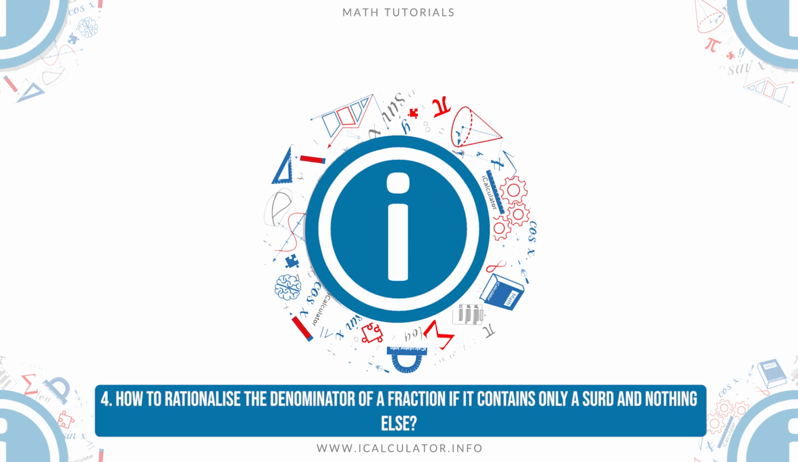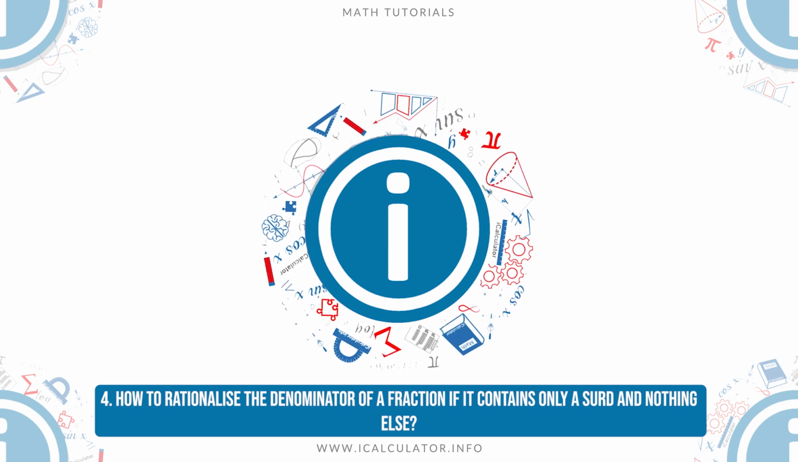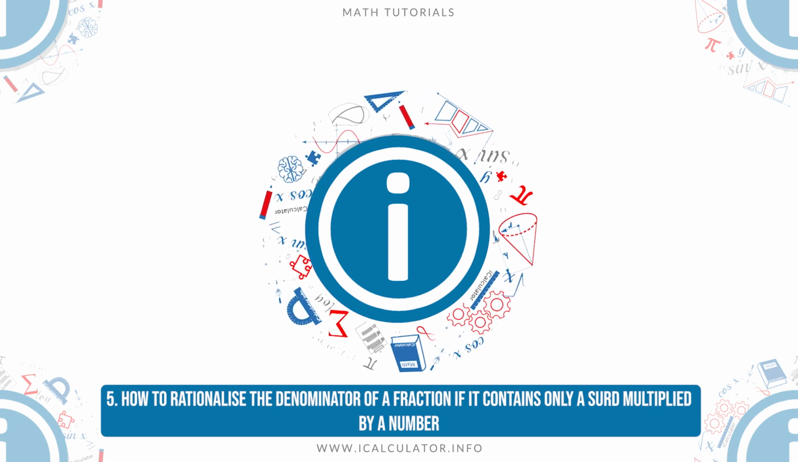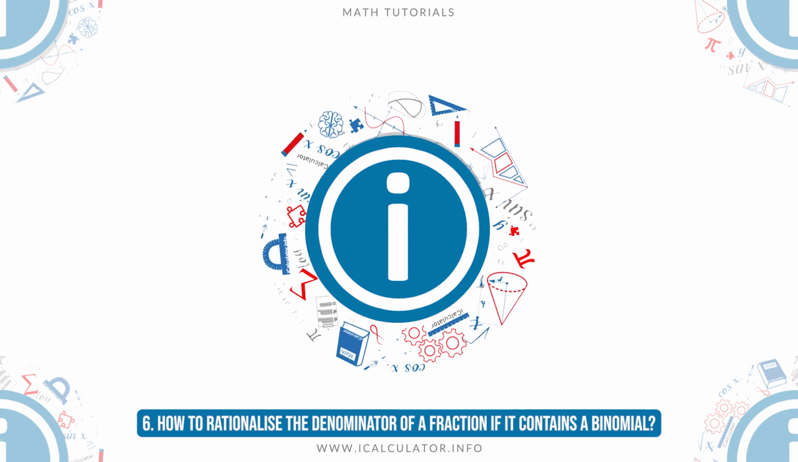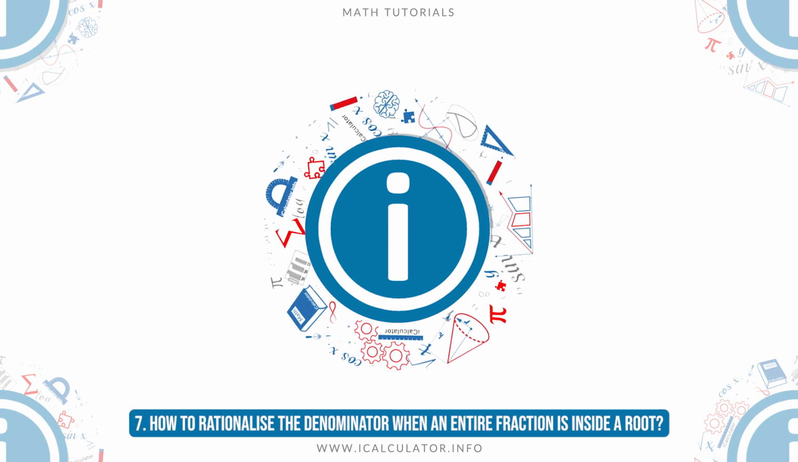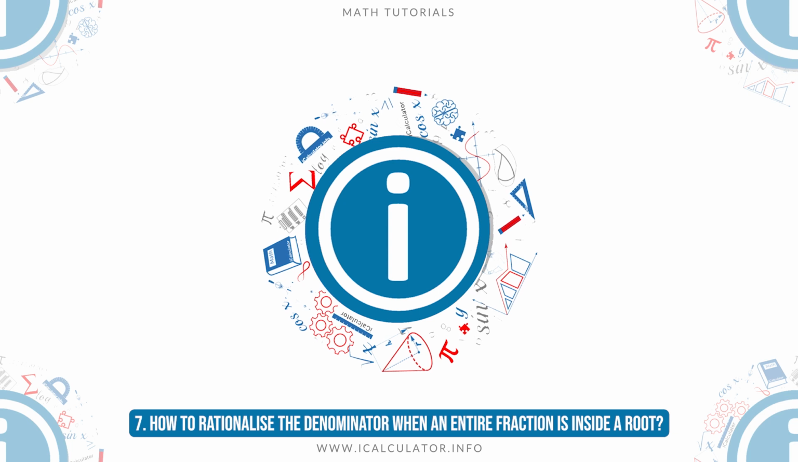4. How to rationalize the denominator of a fraction if it contains only a surd and nothing else. 5. How to rationalize the denominator of a fraction if it contains only a surd multiplied by a number. 6. How to rationalize the denominator of a fraction if it contains a binomial. 7. How to rationalize the denominator when an entire fraction is inside a root.